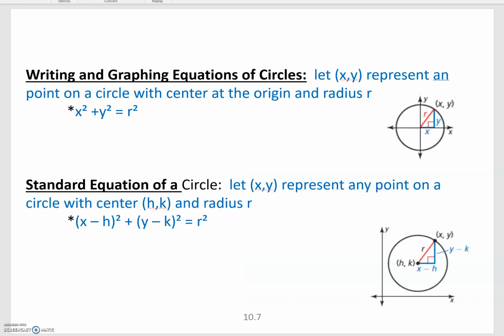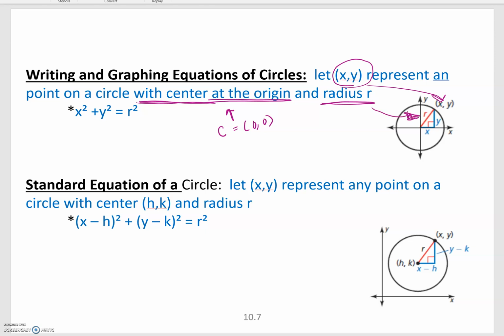There are a couple different equations that we're going to look at. We're going to focus mainly on the second one, but I do want to note the first one here. It says writing and graphing equations of a circle, and we want to let (x, y) represent any point on the circle. Notice where that is. This circle has a center at the origin, so the center of this circle is at (0, 0), and our radius is r. Notice where that is in the picture as well.